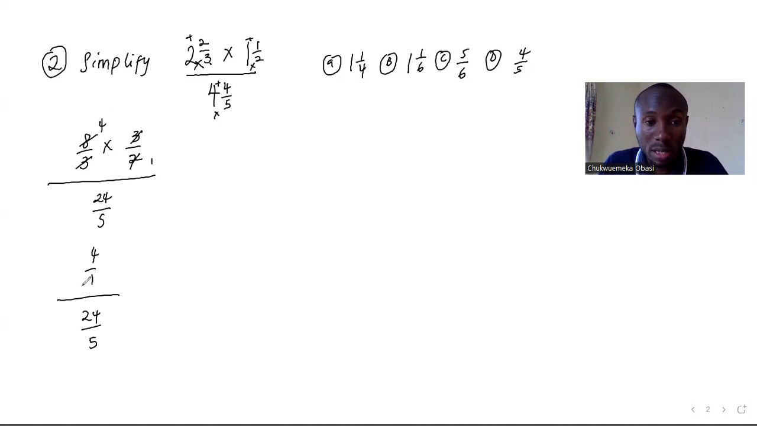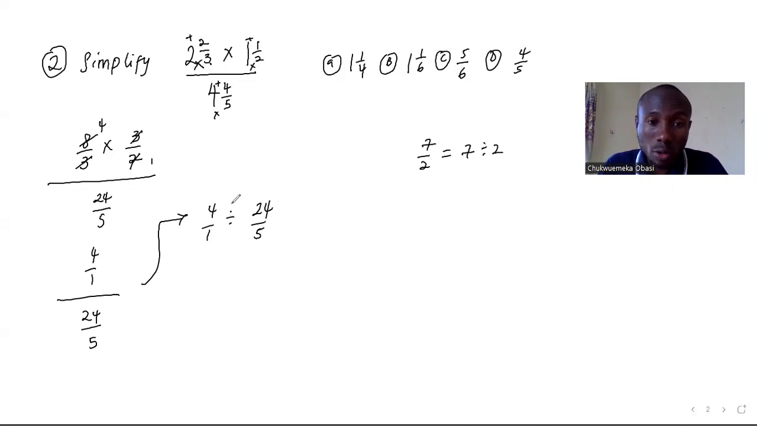Why I intentionally put it that way. Now, remember, if you have 7 over 2, you can rewrite these as 7 divided by 2, right? So let us do that for this one. So we now have 4 over 1 divided by 24 over 5.